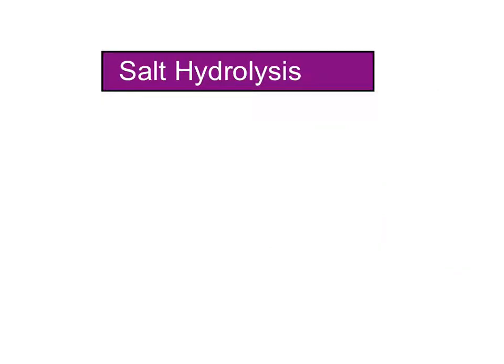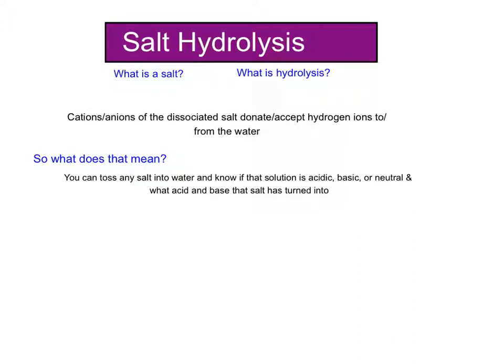Hey guys, this is the Chem 1 lecture on salt hydrolysis. Let's go ahead and break down these two words. Salt is an ionic compound containing a metal and a nonmetal that is formed when an acid reacts with a base.